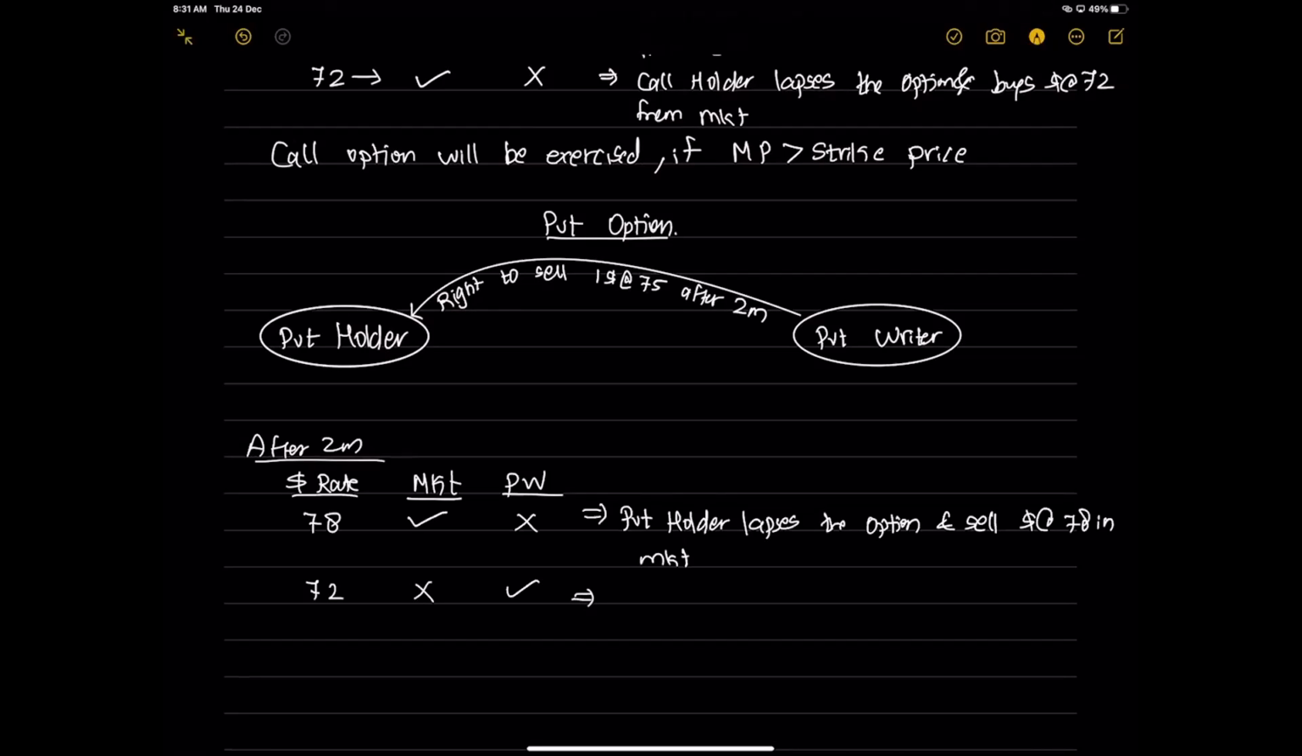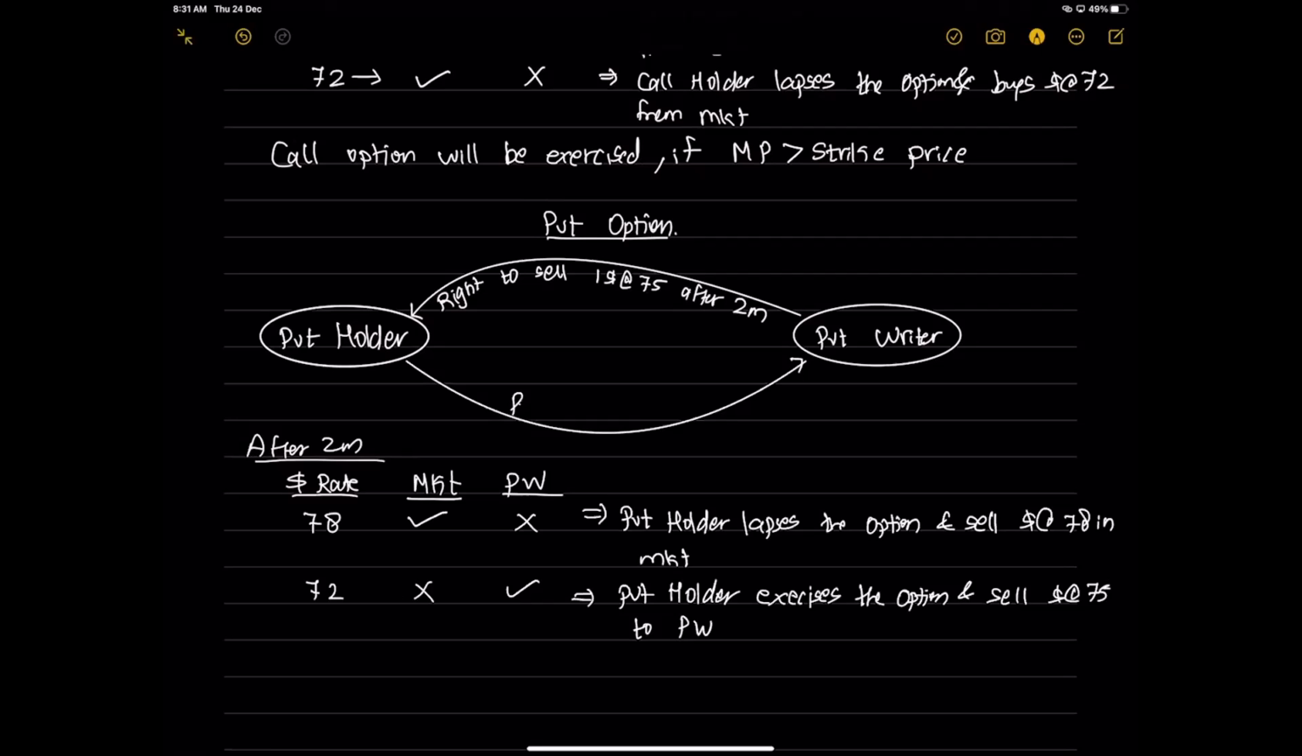So we can say here that the put holder exercises the option and sells dollars at a price of 75 to the put writer. Of course, here also the put writer is not an insane person to accept it. Obviously, he is going to get some premium for it.